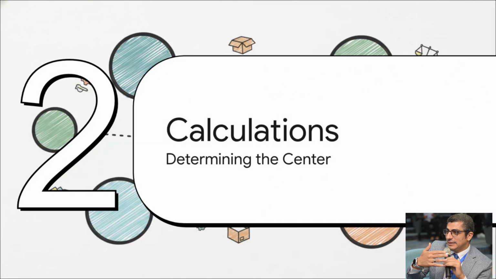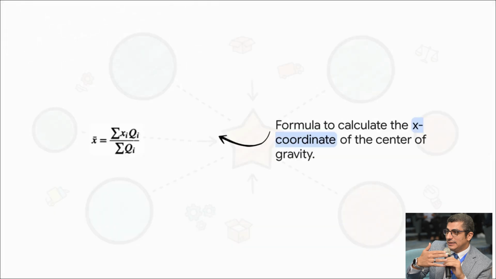Now for the fun part. Section 4, step-by-step calculations. Let's get into the math. Okay, here is our first equation. This formula calculates x bar, which is really just the x-coordinate for our optimal new warehouse. And hey, please don't let those big sigma symbols intimidate you.